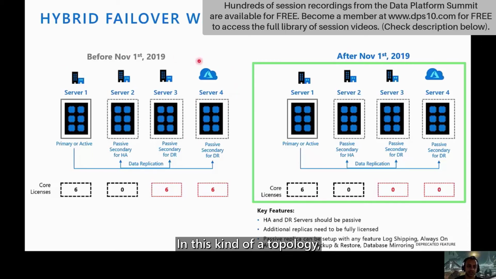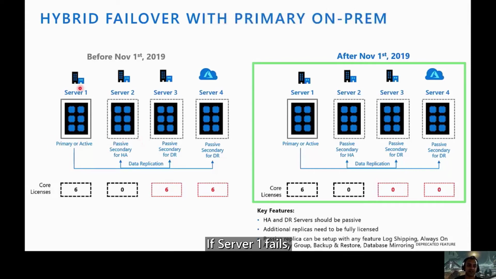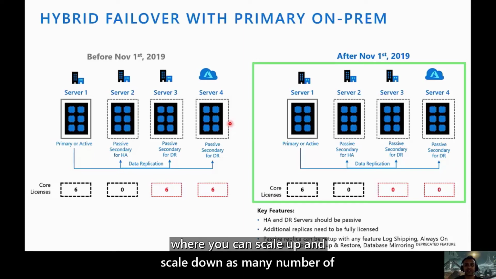So in this kind of a topology, you're essentially optimizing for multiple site failures. If server one fails, you can go over to server two. If server two fails, you can go over to server three. If all of these data centers fail, you could go into the cloud. This is a very common paradigm that we're seeing a lot of customers adopt, where they're choosing cloud to be their DR environment, where you can scale up and scale down as many times as you want without having to incur an additional cost of pre-provisioning the infrastructure, which is a cost.